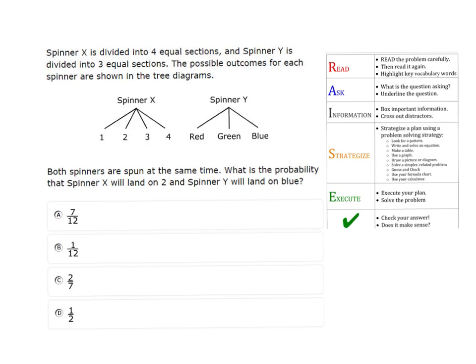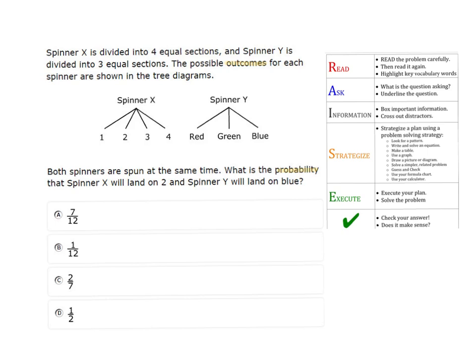All right, so I'm going to read it again. This time I'm going to read it in my head, and what I'm doing is maybe looking for some key vocabulary words that are important here. Let's see, outcomes. Okay, what is the probability? I think maybe outcomes. So I'm talking about the outcomes of my spinners down here, and then I'm looking for the probability that spinner X will land on 2 and spinner Y will land on blue.